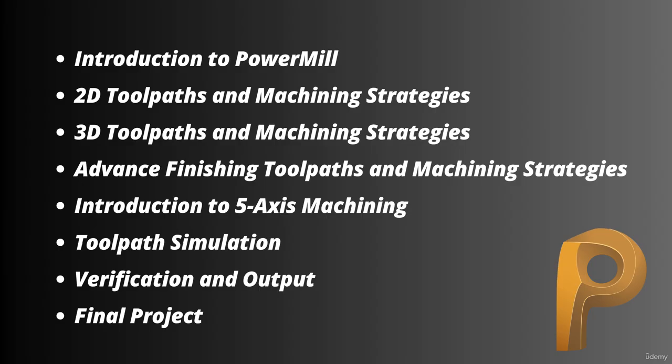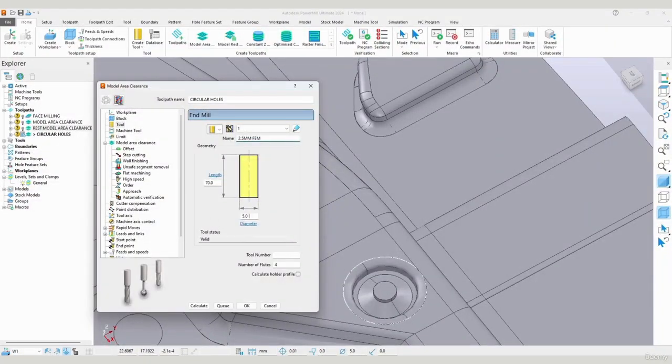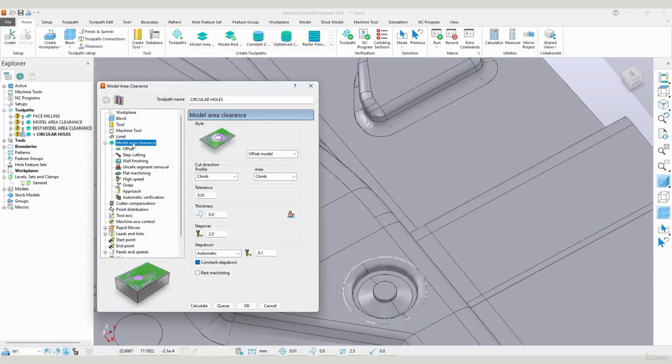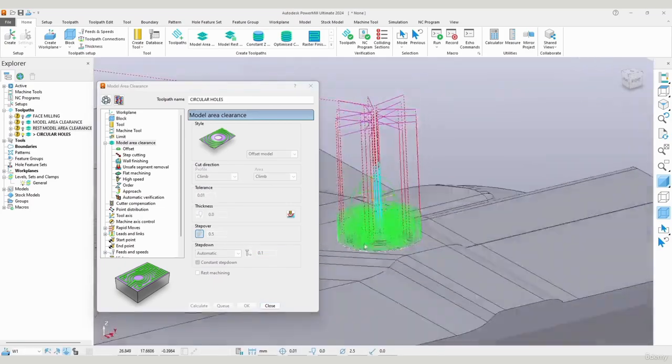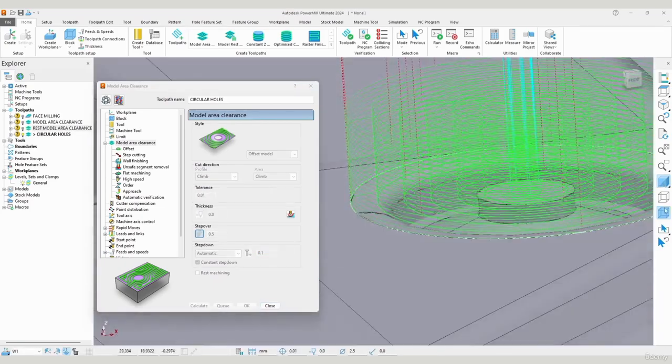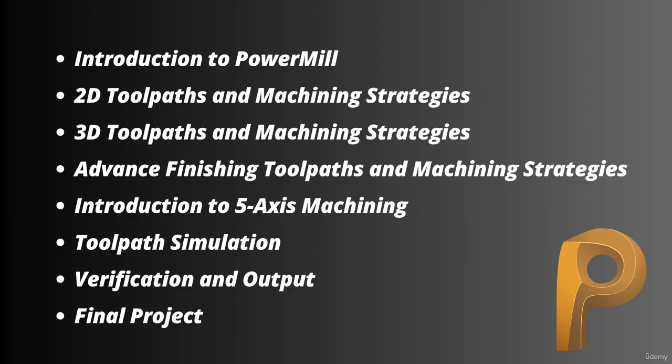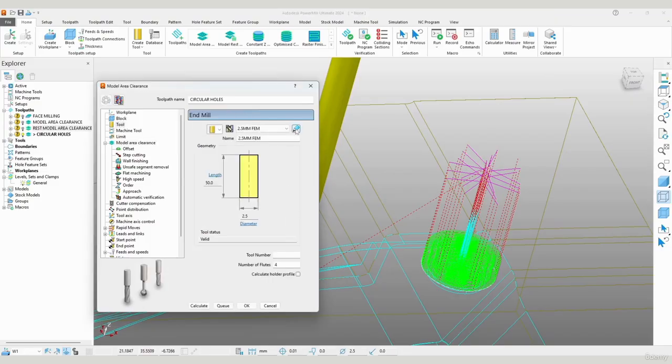Then the fifth module is all about Introduction to 5-axis machining, where we are going to discover the complexities of 5-axis movements and specialized machining strategies for blades and hub. The sixth module is all about toolpath simulation. Familiarize yourself with advanced simulation features to ensure accuracy and safety in your machining processes.